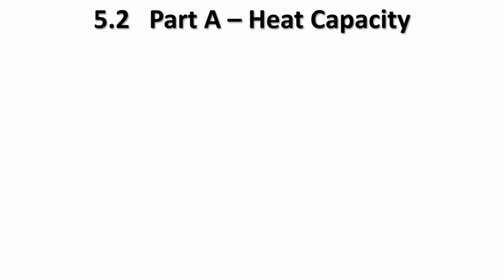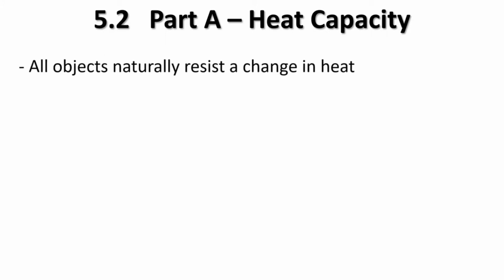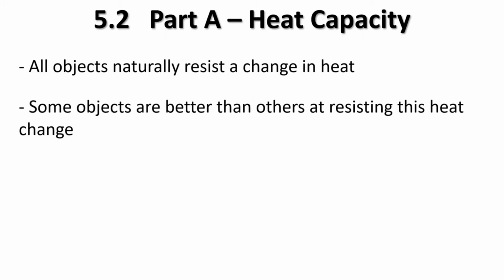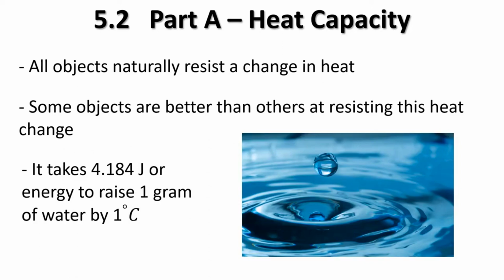This is going to be a two-part lesson. Firstly, we are looking at heat capacity. So all objects naturally resist a change in heat. Some objects are obviously better than others at resisting this heat change. So as an example, it takes 4.184 joules, this is kind of a magic number, of energy to raise 1 gram of water by 1 degree Celsius. Again, it might be hard to picture that. We'll come to some examples that'll help put that into perspective.